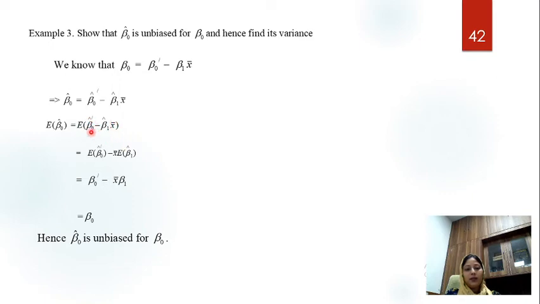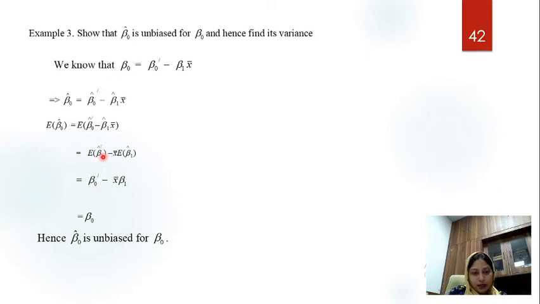So expected a minus b is equal to expected of a minus expected of b. So we have taken x bar outside. This is a constant. Expected beta naught hat dash is equal to beta naught dash. We have proved that beta naught hat dash is unbiased for beta naught dash.